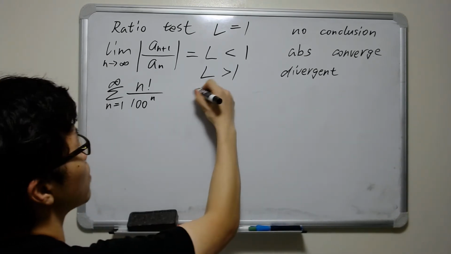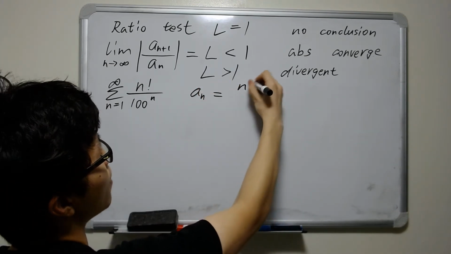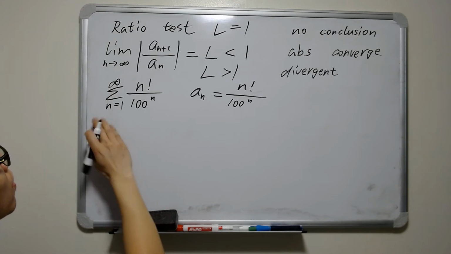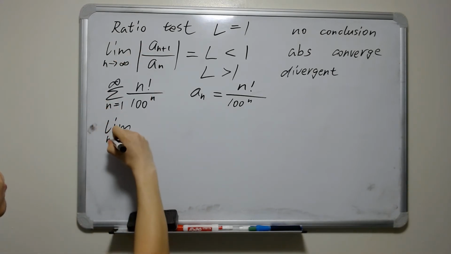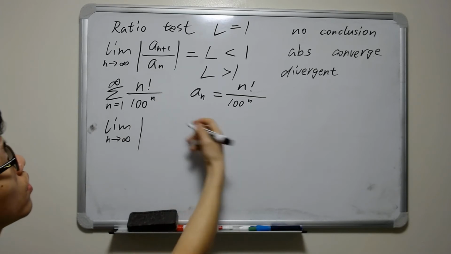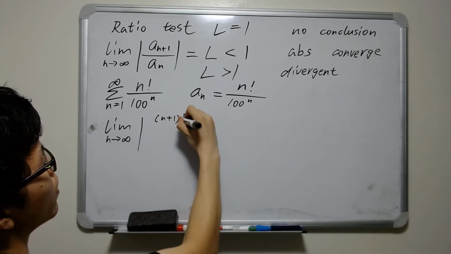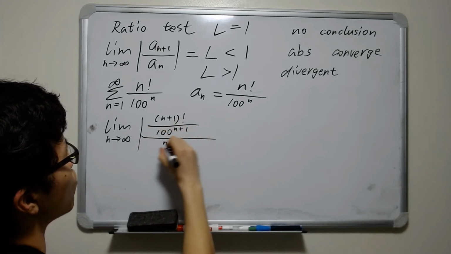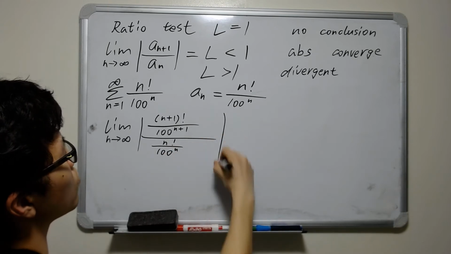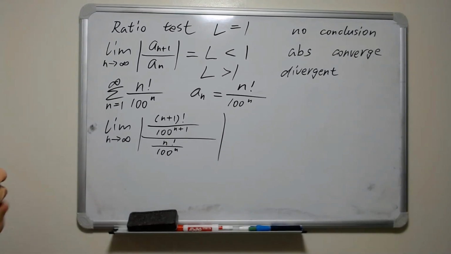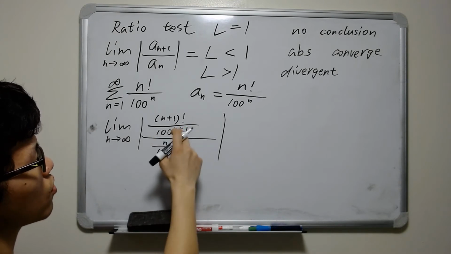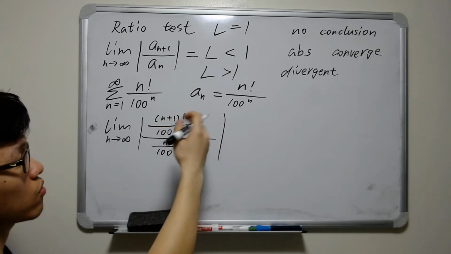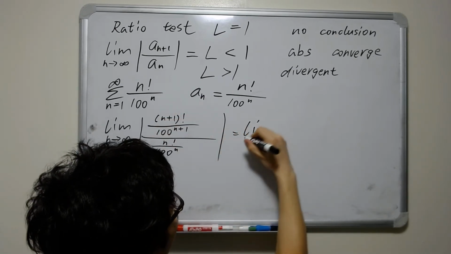Okay, and then I write the a_n first. So a_n is n factorial over 100 to the n. So I find the ratio, which is the limit of (n plus 1) factorial over 100 to the n plus 1, over n factorial over 100 to the n. Okay, and then I move all of the 100 to the n plus 1 to the bottom, and move all the factorial things to the top.